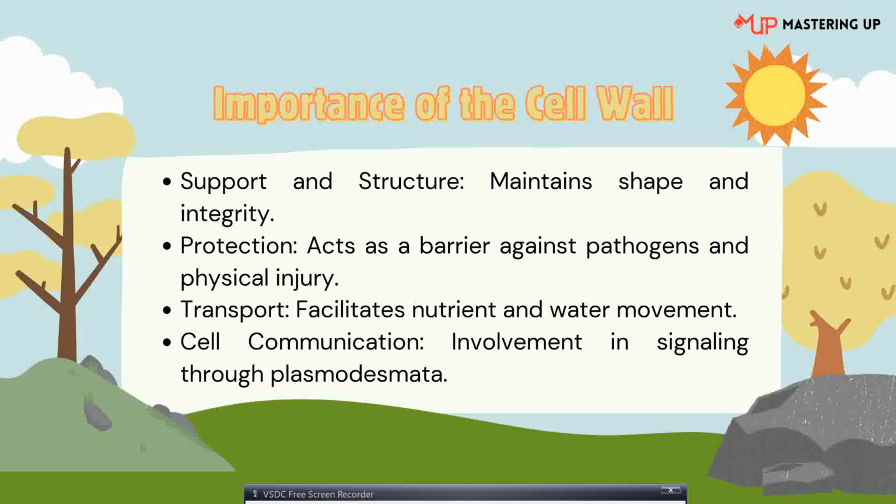Protection. The cell wall acts as a barrier against pathogens and physical injuries. Then transport, and as we already said that they have cell to cell interaction, they facilitate transport of nutrients and water. Then cell communication, involved in signaling through plasmodesmatal connections. Plasmodesmata, we know, is a connection between two cells, we learned in the previous classes.